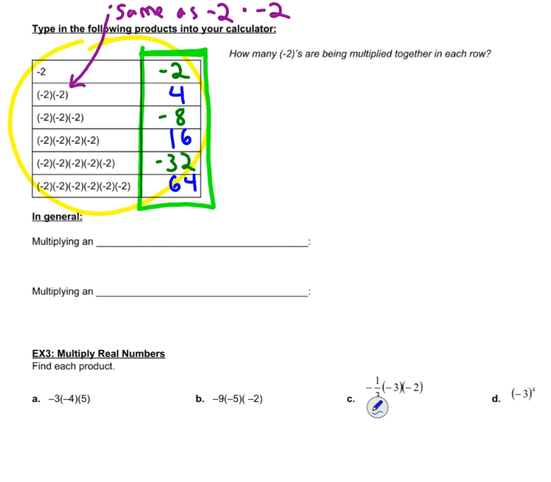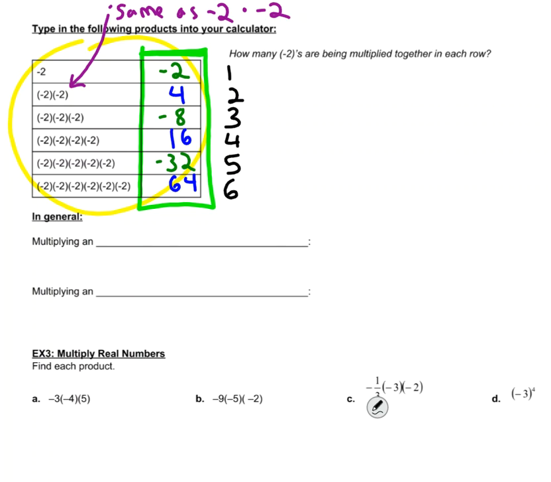Okay, you should have finished the table by now, and I actually color-coded mine. You didn't need to, but you'll see why I did in a second. So I have -2, +4, -8, 16, -32, and 64. Now, our next question is, how many -2's are being multiplied together in each row? Well, it looks like this first one, we just had one -2 being multiplied together. Second row, we had 2 of them. Third row, we had 3 -2's. Fourth row, 4. Fifth row, 5. Sixth row, 6.